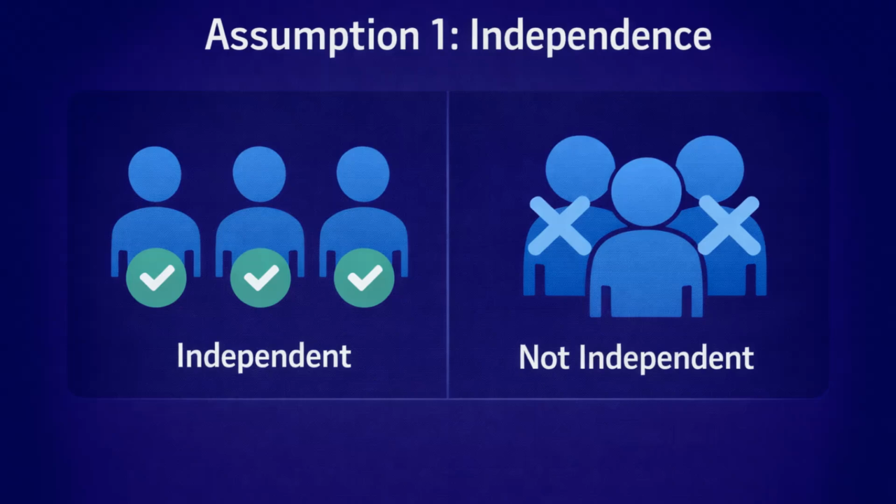In dissertation research, this is mostly about design. If the data come from individuals who influence each other, or are tightly grouped in ways the study does not account for, the comparison of group means becomes less trustworthy.